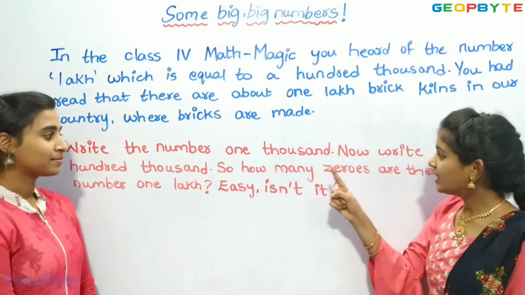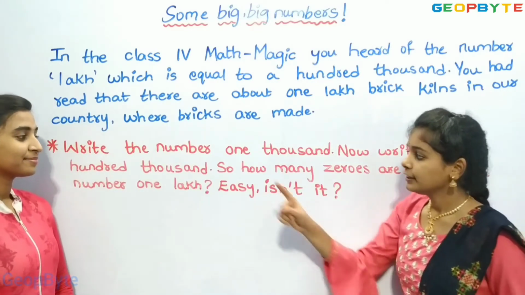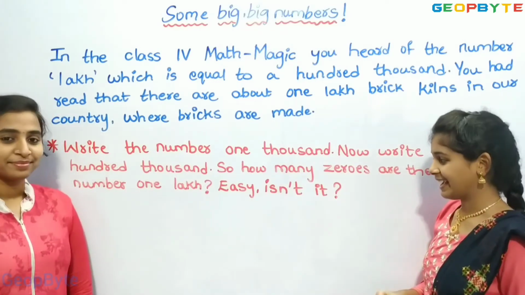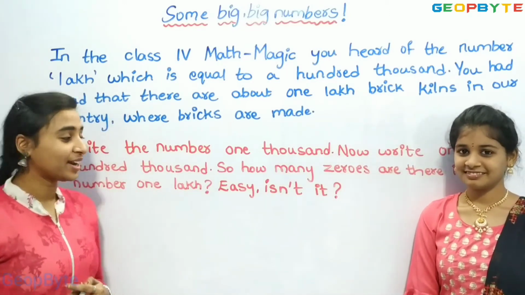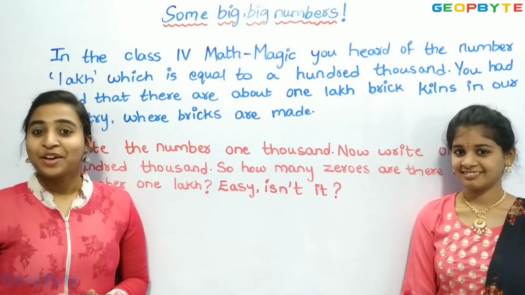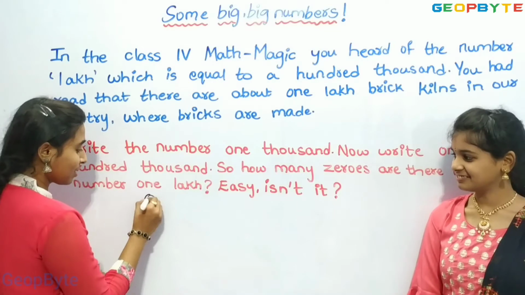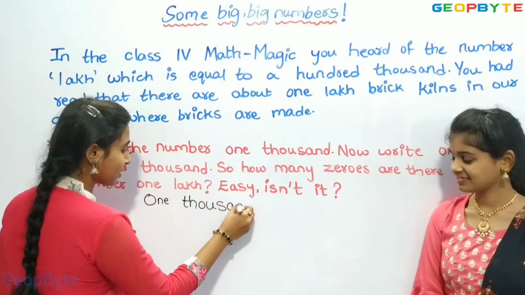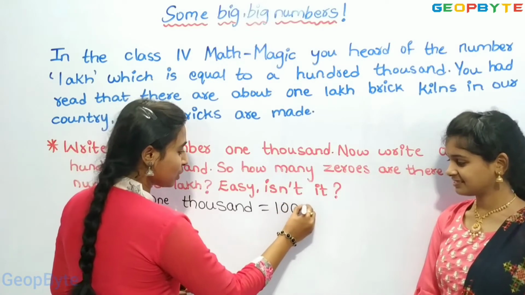Write the number 1000. Now, write 100,000. So, how many zeros are there in the number 1 lakh? Easy, isn't it? Let us see. Children, write the number 1000. For 1000, we will have 3 zeros. Let us write. 1000 is equal to 1, 3 zeros.